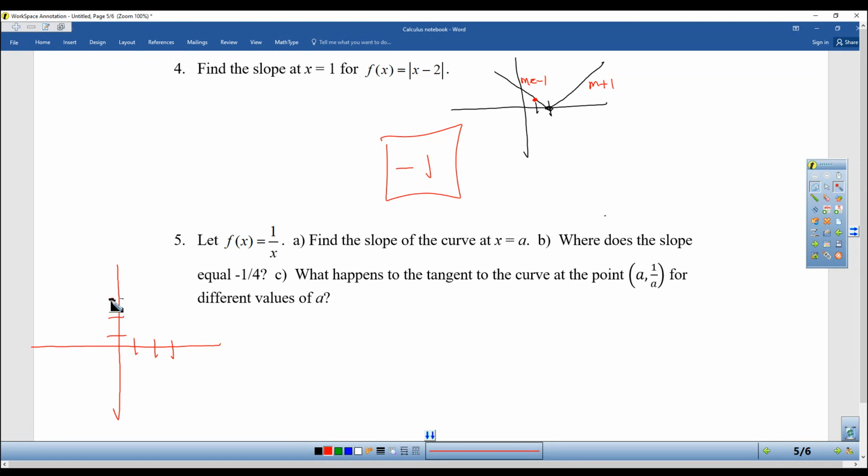It is a straight up hyperbolic function. It is actually the parent hyperbola. So it looks like this, and then like this. Has asymptotes at x is equal to 0 and y is equal to 0. And we're going to find the general formula. When it says find the slope, it's saying the general formula that you could use.